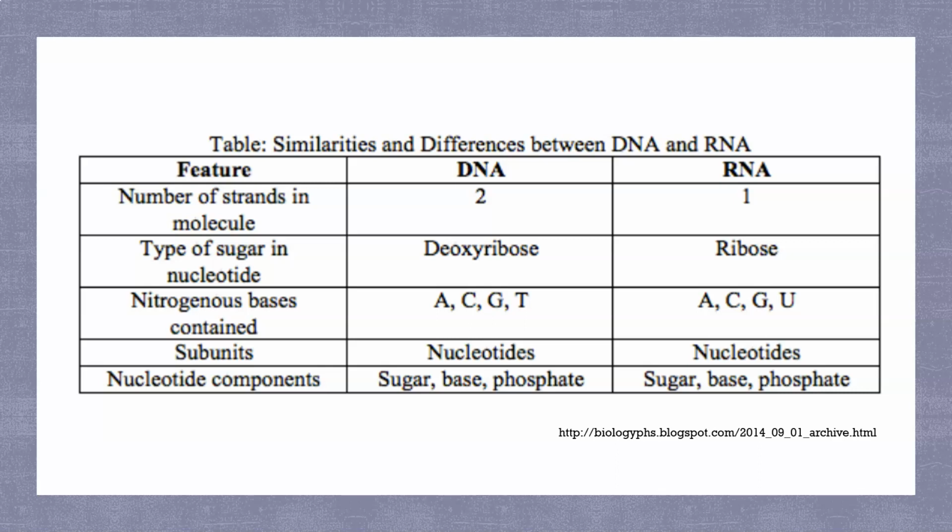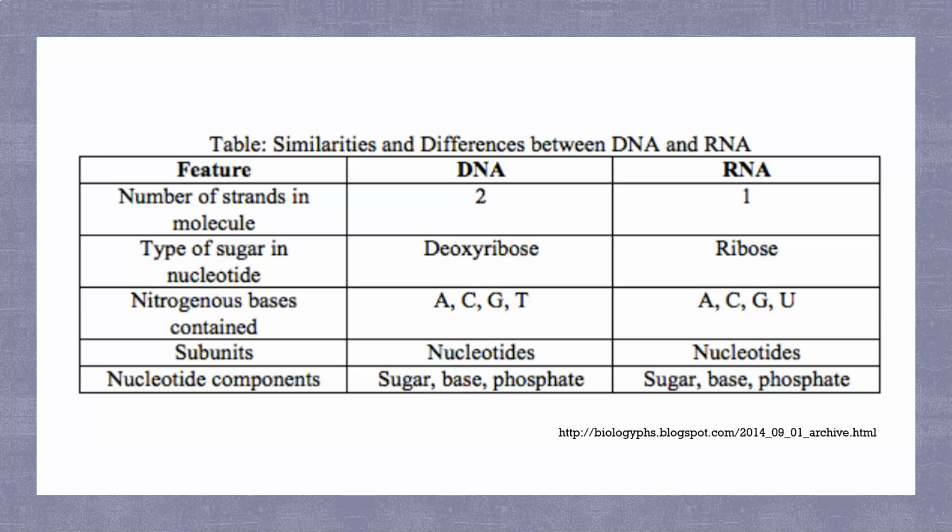Subunits in DNA are nucleotides, subunits in RNA are nucleotides, and the nucleotide components are the same in both. You've got a sugar, a base, and a phosphate. Now, if you were asked a question of discuss the differences between DNA and RNA and say it was worth 2 marks, you wouldn't be able to say that DNA has 2 strands in its molecule and RNA has 1. That would only be 1 mark. You'd have to choose 2 of the features and say how they're different to get both marks. You can't just say the opposite.